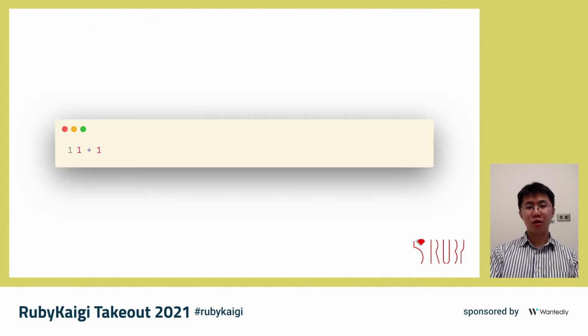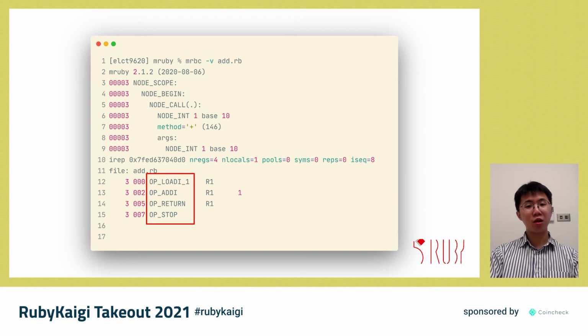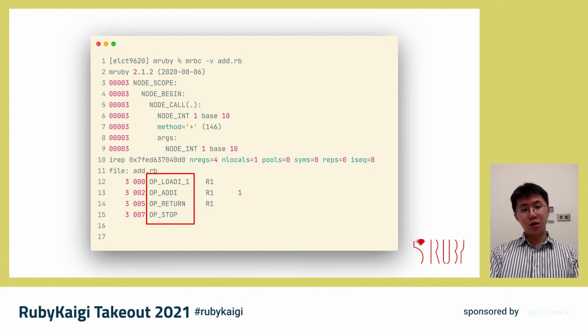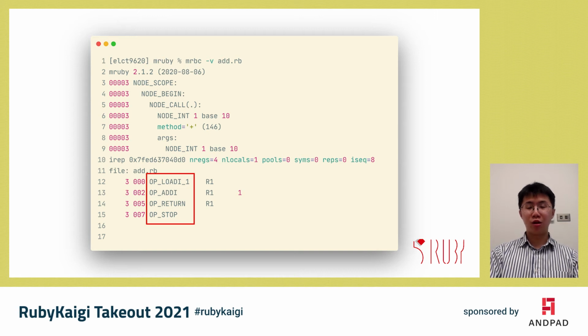Okay, so next we try to build a 1+1 Ruby code, and we will implement it. When we use the mruby compiler to compile it, we will see there are 4 OP codes we have to implement. The first is the load integer operation. We can use it to load some integer. The next is the add operation. We use it to add some numbers. And the return and stop, we will return our value and stop this program.